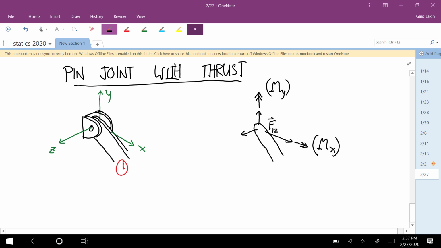Yes? Can you draw that with just a double arrow, instead of having force arrows, can you just draw a double arrow line off? No, because those are only couples. The double arrows mean a couple. So you have to also show that there's a force.